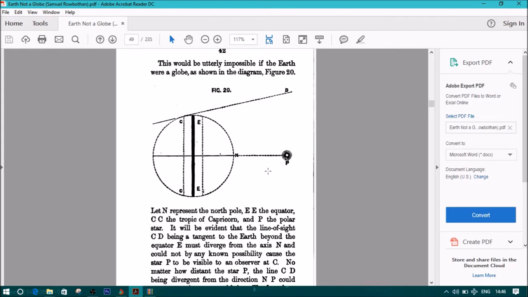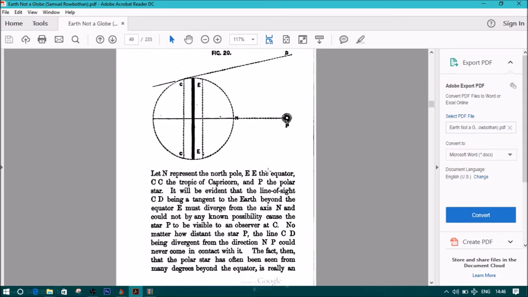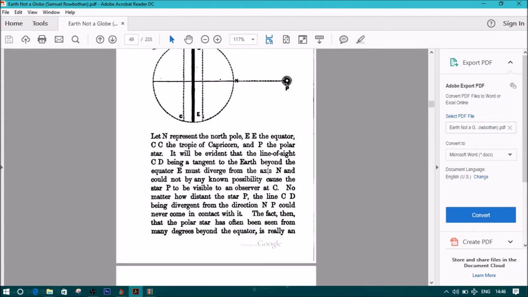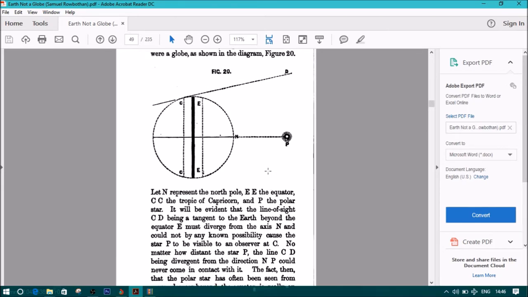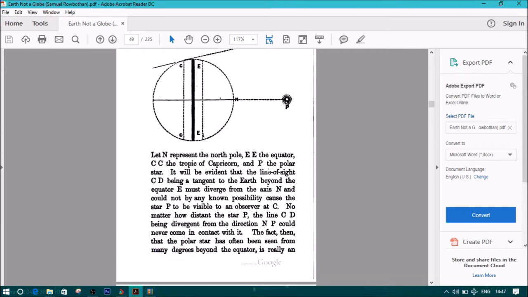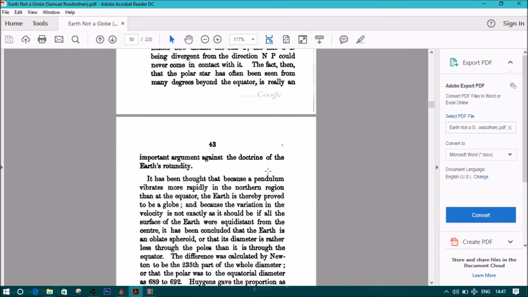Figure 20. Let N represent the North Pole, EE the equator, CC the Tropic of Capricorn, and P the polar star. It will be evident that the line of sight CD, being a tangent to the Earth beyond the equator E, must diverge from the axis N, and could not by any known possibility cause the star P to be visible to an observer at C. No matter how distant the star P, the line CD being divergent from the direction NP could never come in contact with it. The fact, then, that the polar star has often been seen from many degrees beyond the equator is really an important argument against the doctrine of the Earth's rotundity.